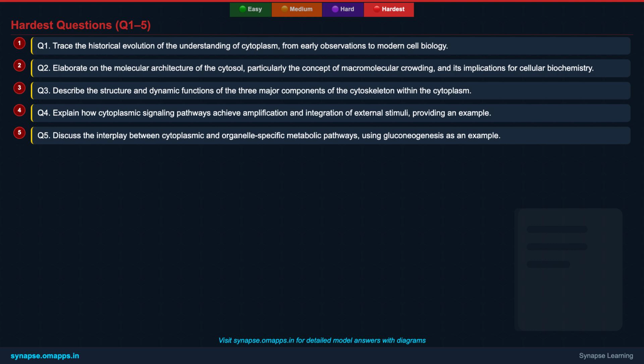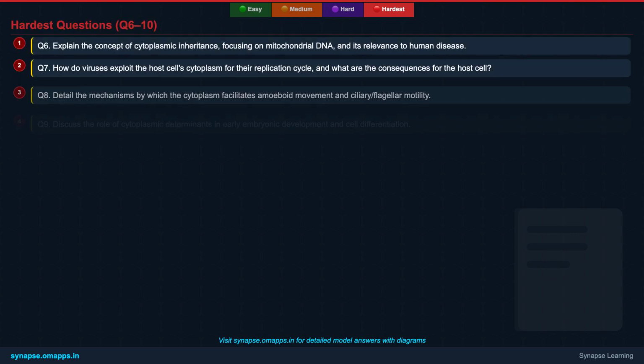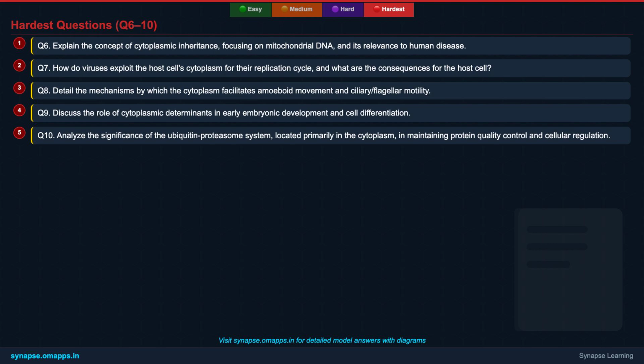Question 3. Describe the structure and dynamic functions of the 3 major components of the cytoskeleton within the cytoplasm. Question 4. Explain how cytoplasmic signaling pathways achieve amplification and integration of external stimuli, providing an example. Question 5. Discuss the interplay between cytoplasmic and organelle-specific metabolic pathways, using gluconeogenesis as an example. Here are the remaining 5 hardest level questions to truly test your comprehensive understanding.